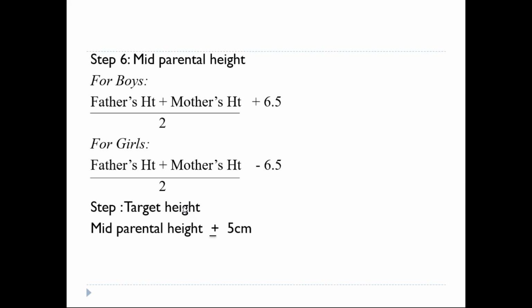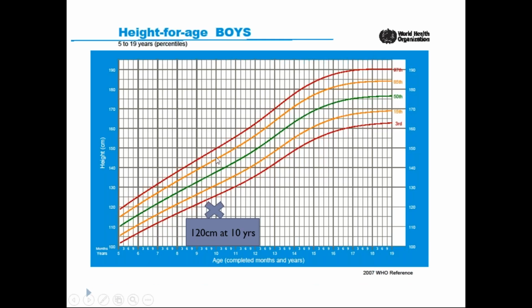So say the adult height comes out to be, say, 150 centimeters. So 150 plus minus 5 is going to be the growth potential of the child. He can also be 155. He can also be 145. Okay. So this is the target height. And where you plot it on the growth chart is at 17 to 18 years. This is where you plot it, which is important.